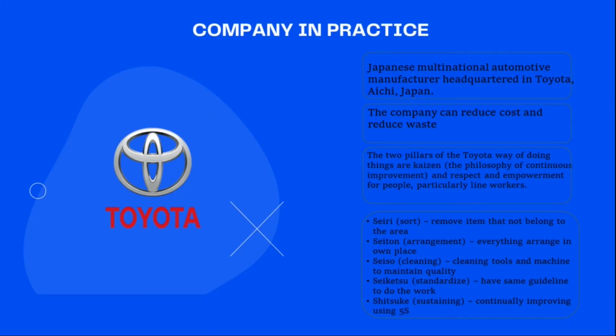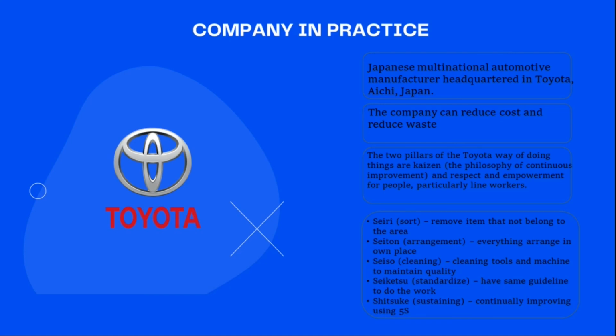Okay, next we can see for the company in practice for the Kaizen costing. The company is Toyota. Toyota is Japanese multinational automotive manufacturer headquartered in Toyota Aichi, Japan. The two pillars of the Toyota way of doing things are Kaizen, the philosophy of continuous improvement, and respect and empowerment for people, particularly line workers.